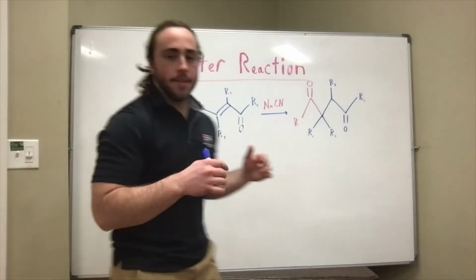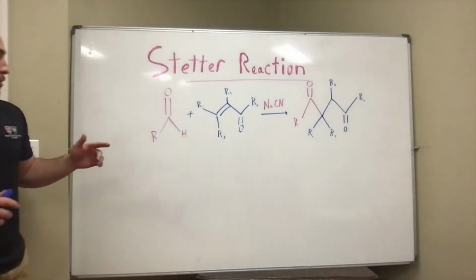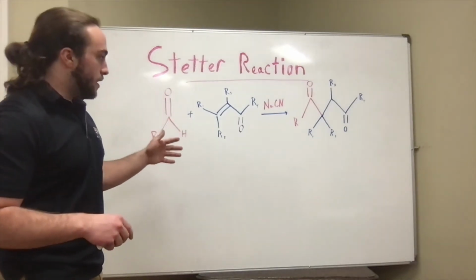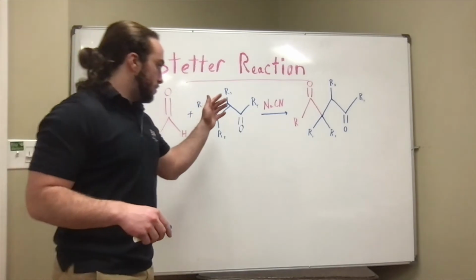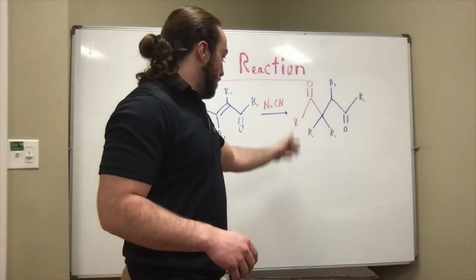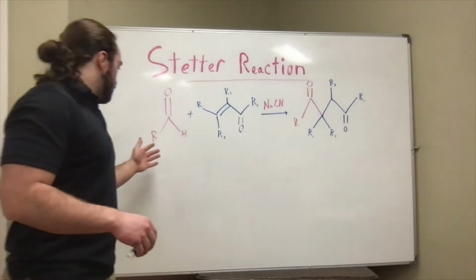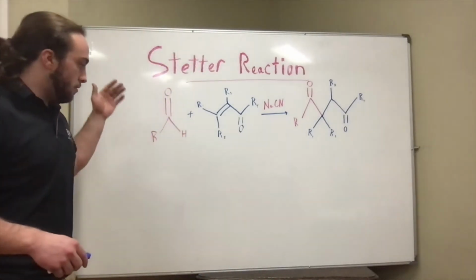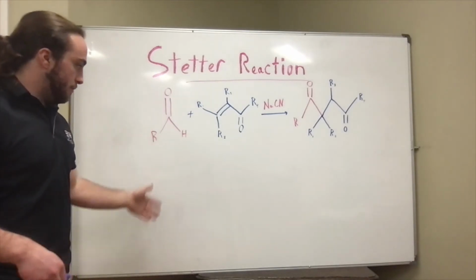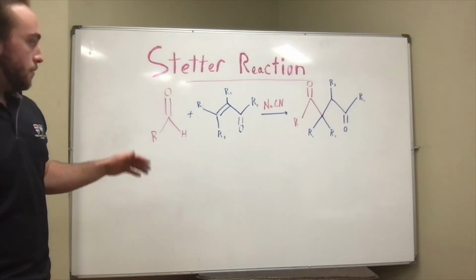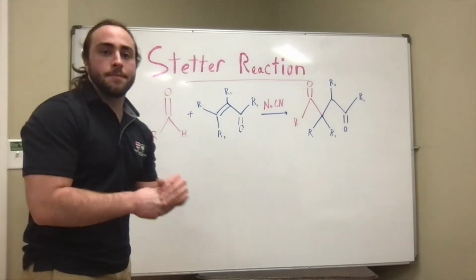Behind me is the Stetter reaction, in which an aromatic aldehyde will react with an alpha-beta unsaturated ketone, and when exposed to NaCN, it will create a diketone molecule. The R groups in this case will also be, just like the benzoin reaction, a tertiary alkyl, aryl group, or heteroaryl group, just no alpha protons in this one. And we'll be moving to the mechanism for this reaction.